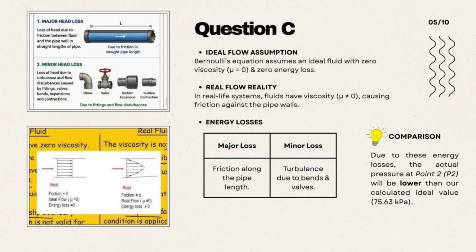Now let's look at question C where we compare ideal flow with real fluid flow. Bernoulli's equation assumes an ideal flow, meaning the fluid has zero viscosity, mu equals 0, and experiences zero energy loss. Let's take a look at those diagrams.